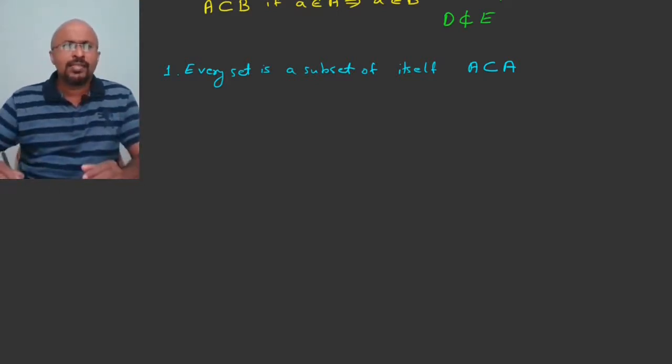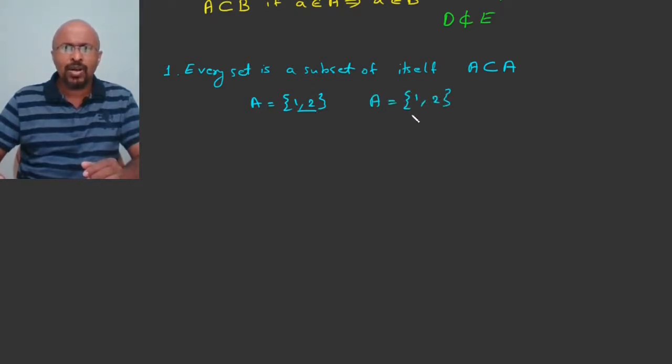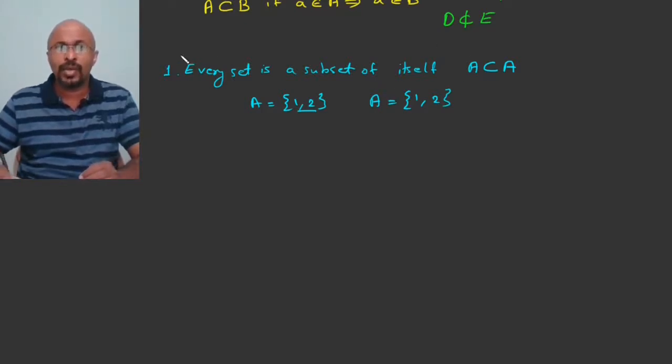If I write set A like this, what are the elements? 1, 2. If I write set A again, then it is again 1, 2. So, all the elements in set A are there in set A itself. So, we can say every set is a subset of itself.